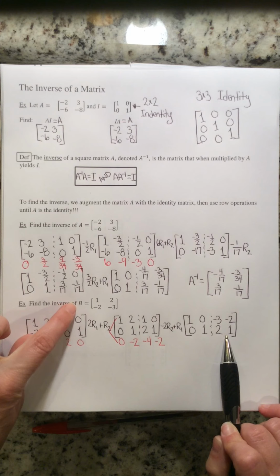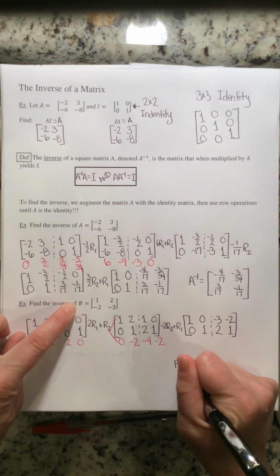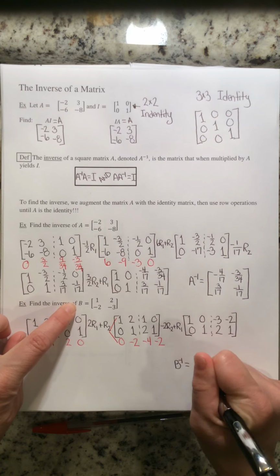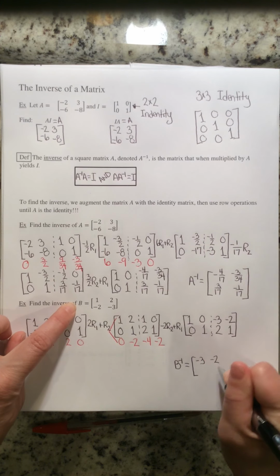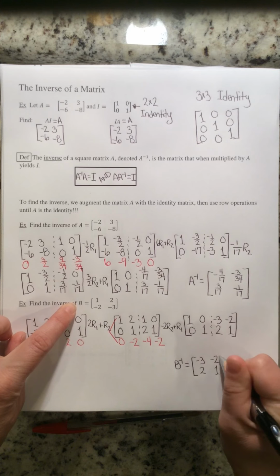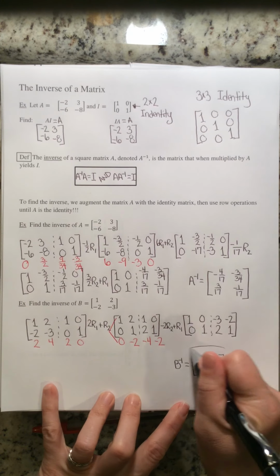This time, though, we started with matrix B. So for our answer, we would state that B inverse here is equal to -3, -2, 2, 1. Looks like this.